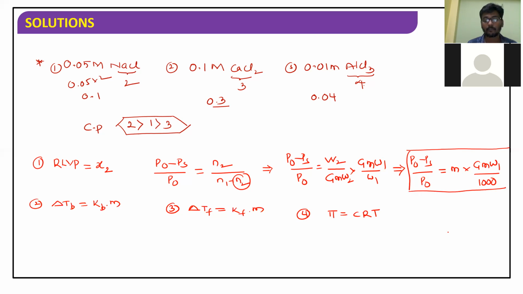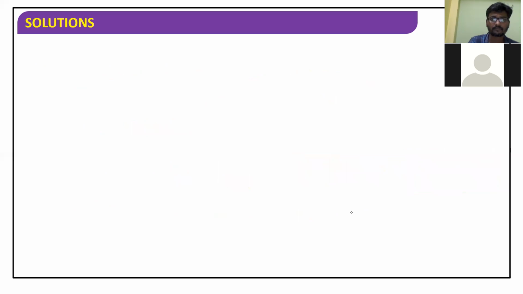These all are which equations? Colligative properties equations. These are applicable only for ideal solutions. They are not applicable for non-ideal solutions. Sir, how can you say non-ideal solution? Those which undergo association or dissociation are called non-ideal solutions.